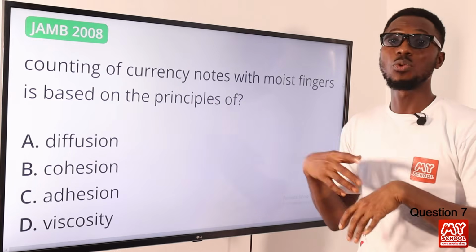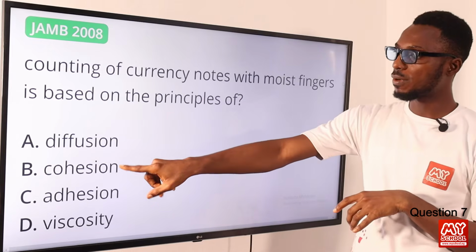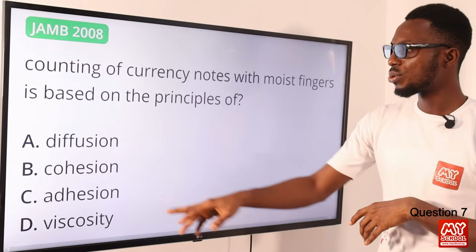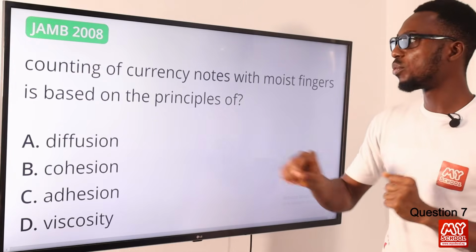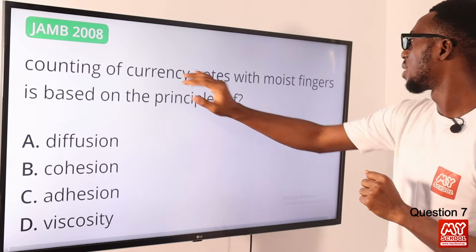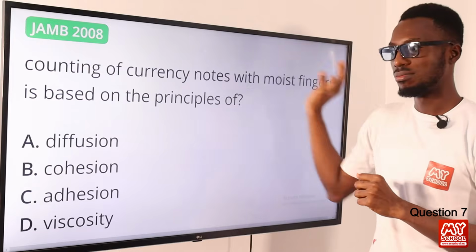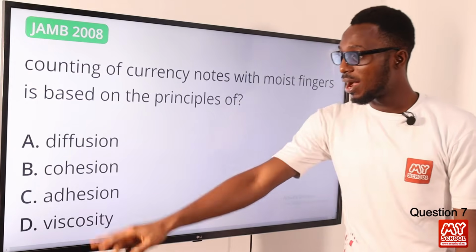So you see that water will wet the glass, but mercury will not, because the force of cohesion here is greater than adhesion for mercury. All right, so we're talking about different molecules here. We will look at currency notes and a moist finger, wetness. Okay, so two different molecules entirely.